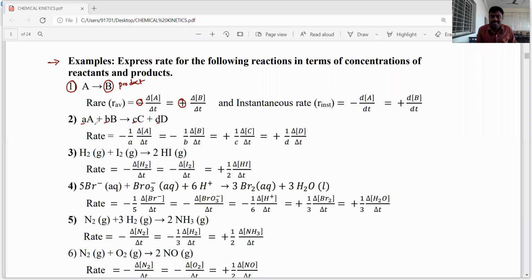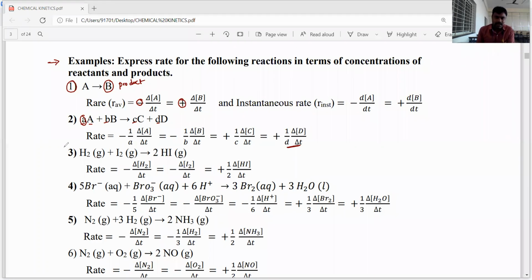With respect to each reactant, the average rate with respect to A is equal to minus 1 by a into delta A by delta T, which equals, with respect to B, minus 1 by b into delta B by delta T. With respect to C and D, which are the products: with respect to C, the average rate is equal to plus 1 by c into delta C by delta T, which equals, with respect to D, plus 1 by d into delta D by delta T. Okay, dear students, these are the common examples.